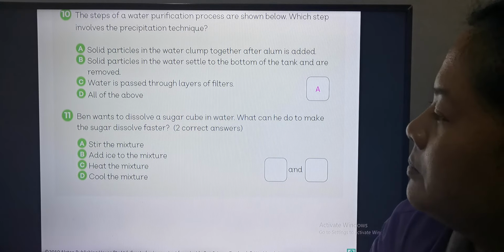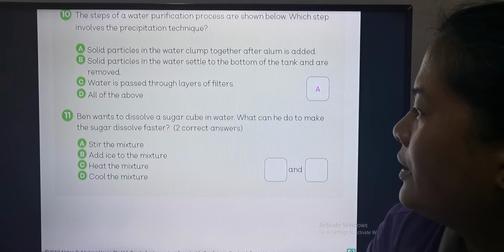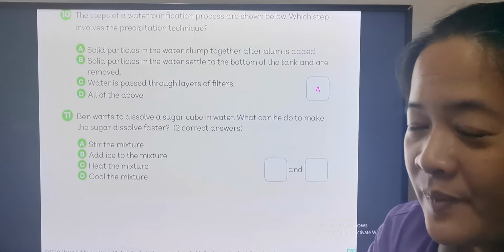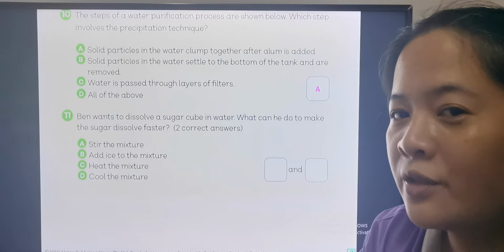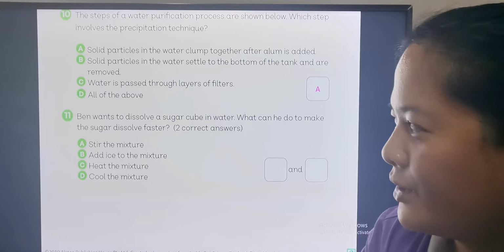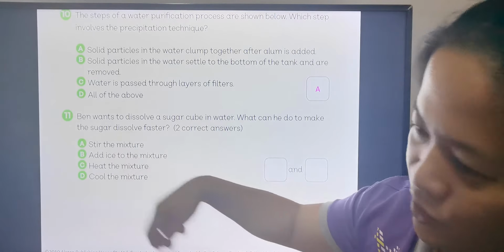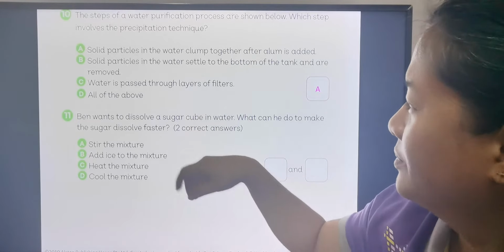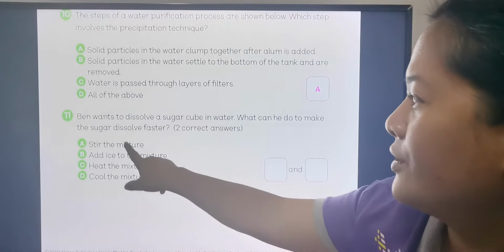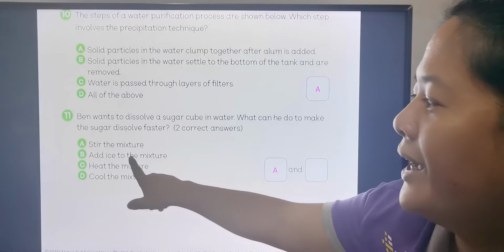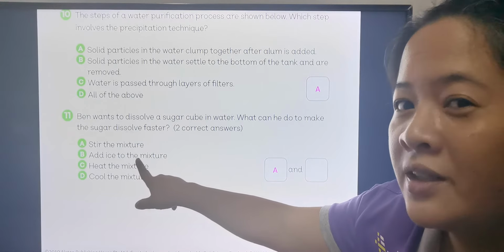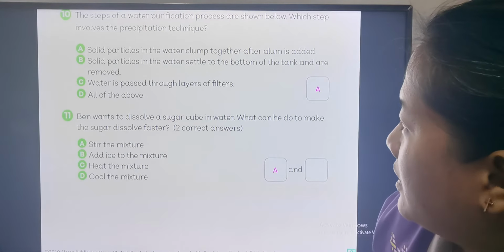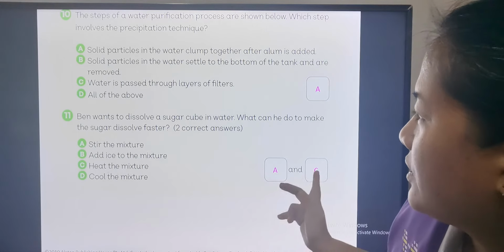And number 11, Ben wants to dissolve a sugar cube in water. What can he do to make the sugar dissolve faster? If you want sugar to dissolve faster, what are the things that you can do? Okay, you can stir the mixture. So when you stir, you make the sugar dissolve faster. Okay, so A is correct. If you add ice to the mixture, no, because it will be cold, right? So you have to heat the mixture to make the dissolution faster, letter C. Okay.